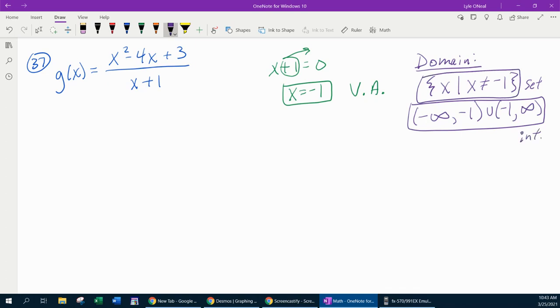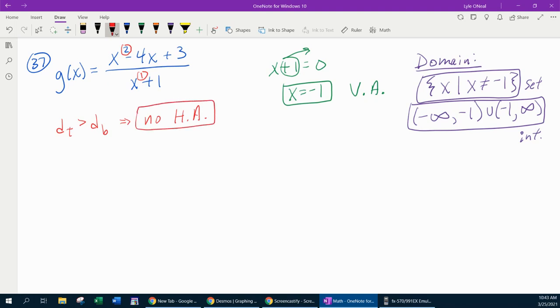The next easiest piece to find probably would be the horizontal asymptote. So to find the horizontal asymptote, you have to compare the degree of the top to the degree of the bottom. Here, the degree of the top is 2, and the degree of the bottom is 1. So this would be the case where the degree of the top is greater than the degree of the bottom, and that implies that there is no horizontal asymptote.